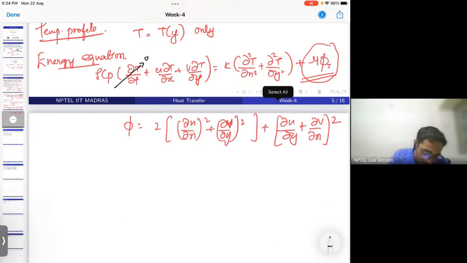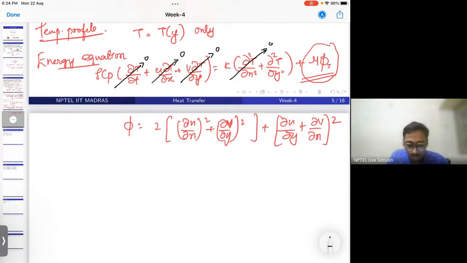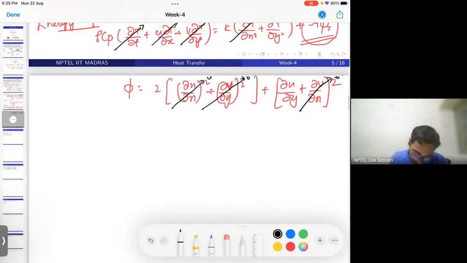It's a steady state, so this is 0. V is 0. Temperature is a function of y only, so dou T by dou x is 0. And this term, dou square T by dou x square, is also 0. And if you come to the velocity terms, dou u by dou x is 0. Assume that there is no v component of velocity, so dou v by dou y is also 0. Dou v by dou x is also 0.